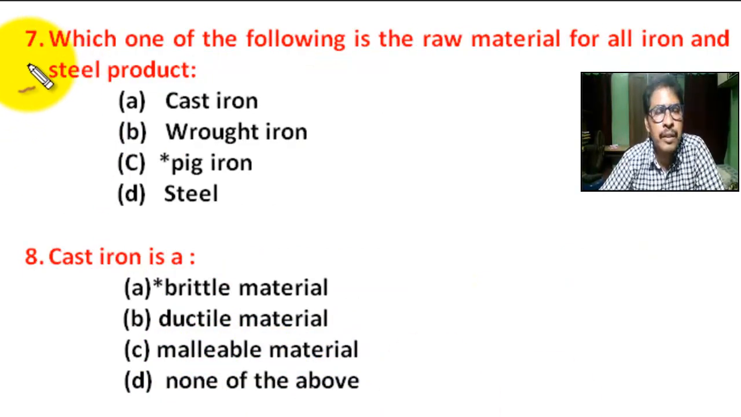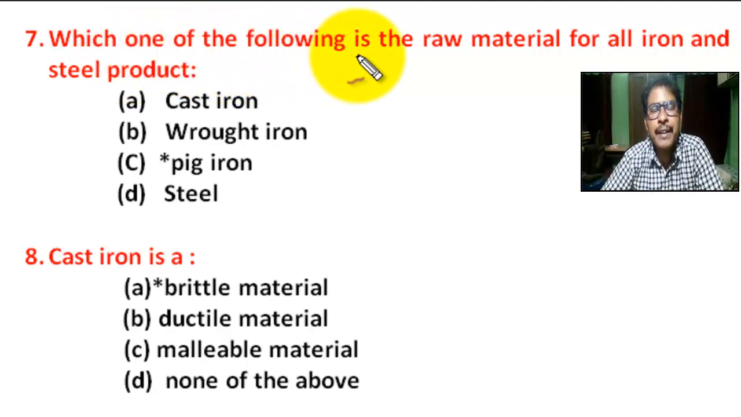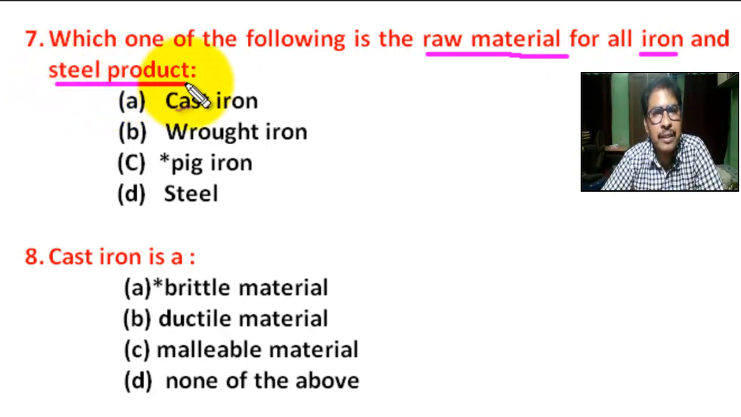Question number 7. Which one of the following is the raw material for all iron and steel products? There are 4 options. Correct answer is C. For all iron and steel products, the raw material used is pig iron.